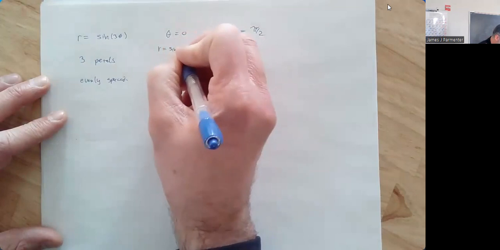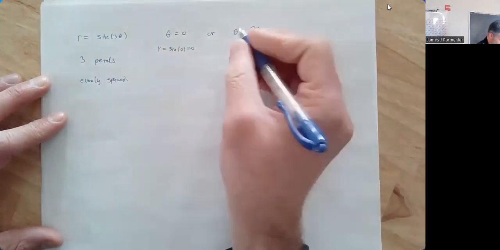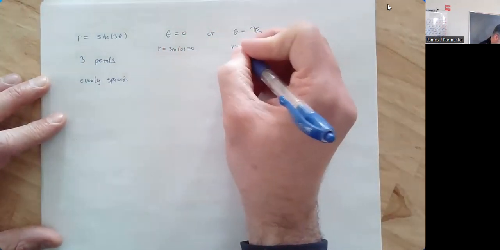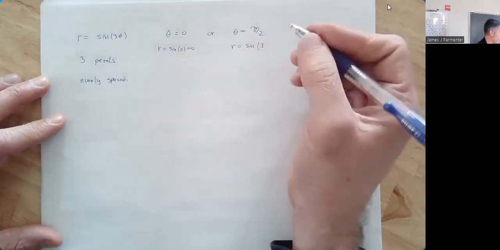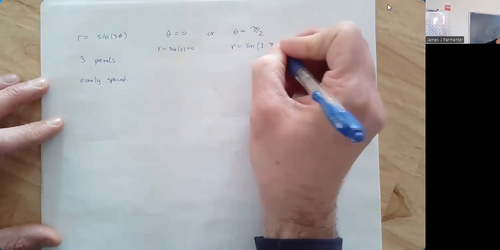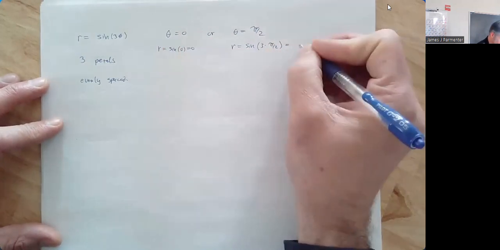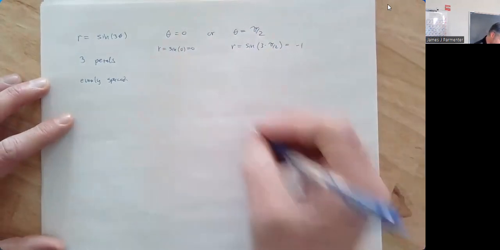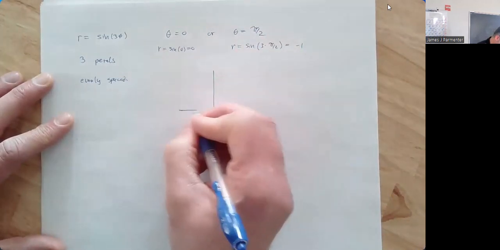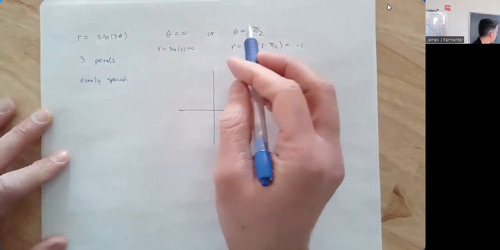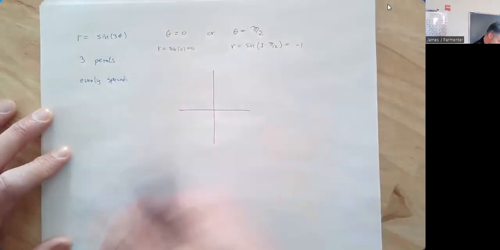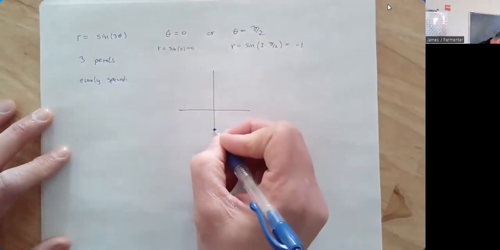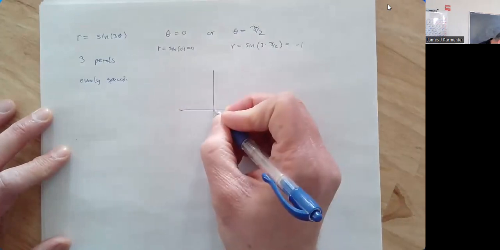So for this one, if I let theta equal 0, that's not helpful because I'm getting r equal to sine of 0, which is just 0. If I let theta equal, sorry, I said 2 pi, I'm going to say pi over 2, then r equals sine of 3 times pi over 2, and sine of 3 pi over 2 is negative 1. So this tells me that in the pi over 2 direction, which is up, my r value is negative 1, which is the opposite direction, down. So there's where one of my petals ends, or has its furthest point.